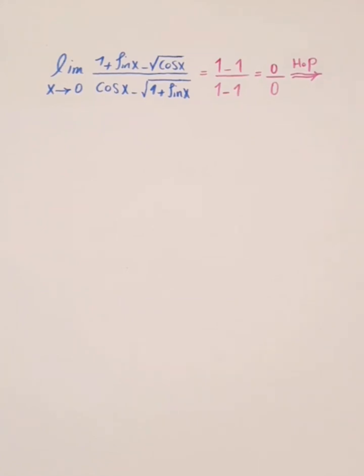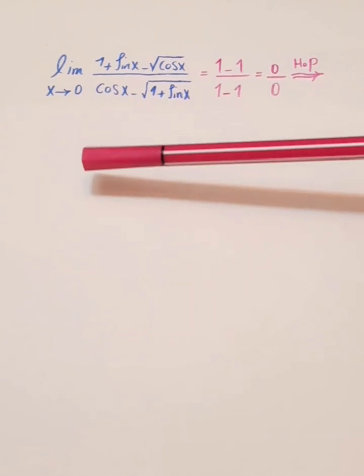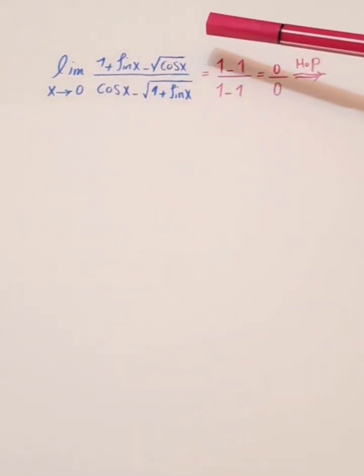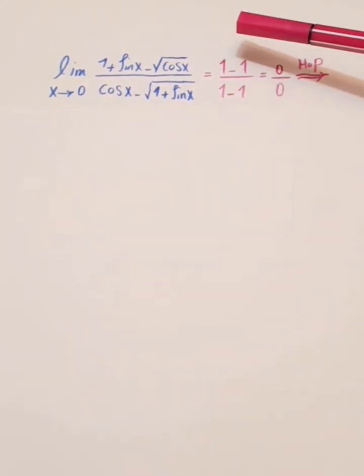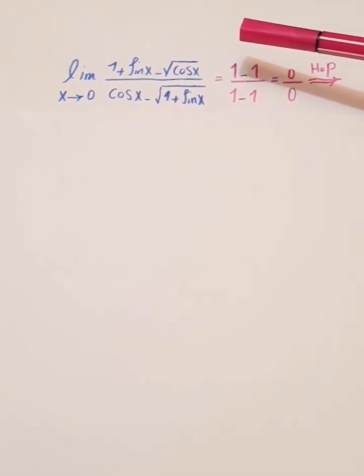Hello everyone, today we want to find a nice limit. Let's talk about this. If I have the limit as x approaches 0 of (1 plus sine of x minus the square root of cosine x) over (cosine x minus the square root of 1 plus sine x).